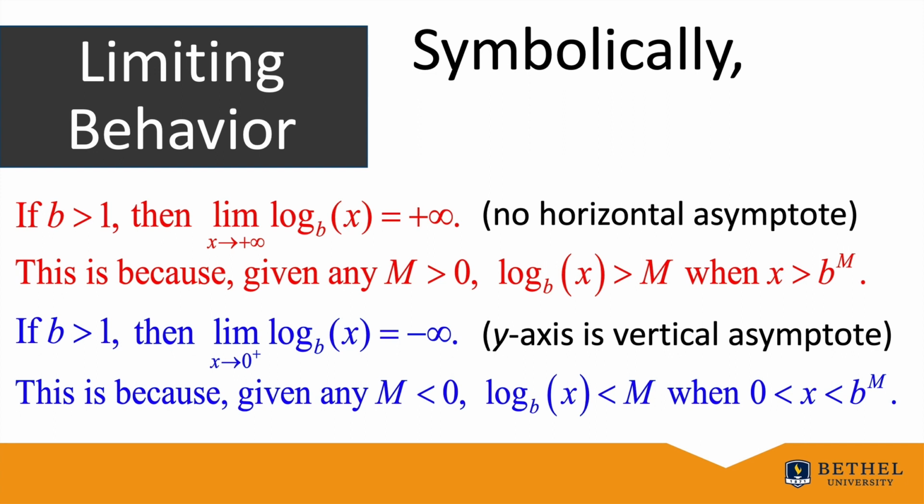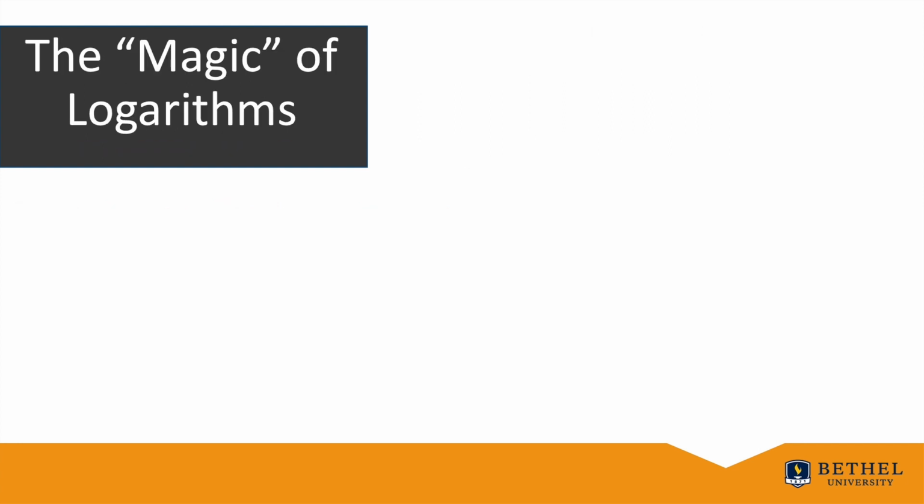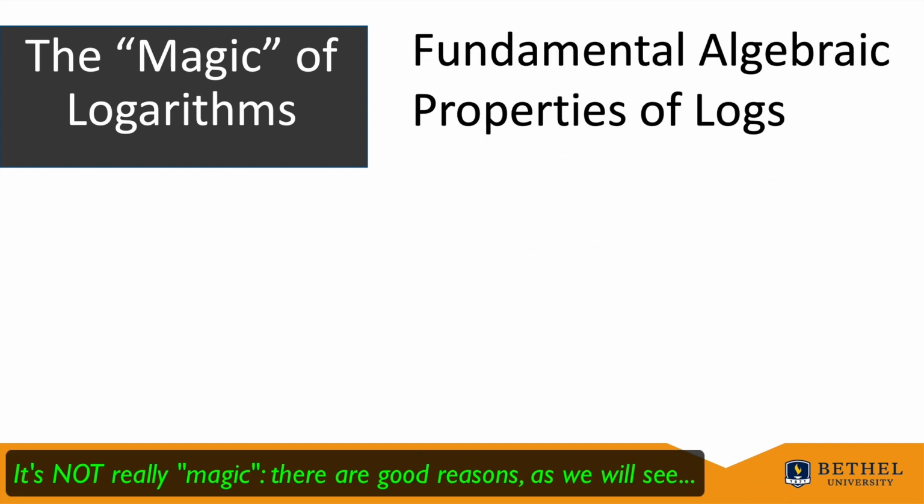If b is between 0 and 1, then different, though related, limiting properties hold. Take the time to figure them out. We are now back to looking at the magic of logarithms. These are the fundamental algebraic properties of logs that help us solve many problems. As always, we start by assuming the base b is positive and not equal to 1.